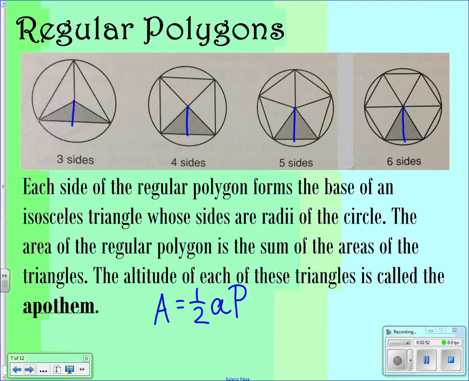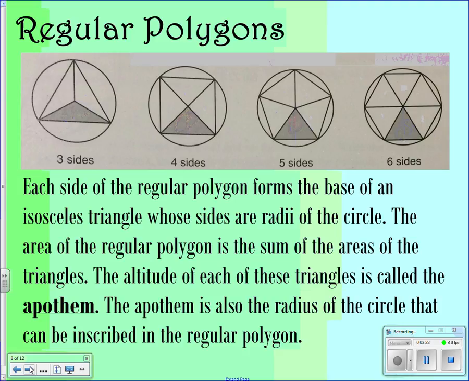So that's the way I'm going to show you to do it today, but you can also find the area of each of these 3 triangles by finding 1 and then multiplying it by 3. You can find this area of the triangle and then take it and multiply it by 1, 2, 3, 4. Find this triangle and then do times 5. Or you can find this triangle and multiply it by 6. Okay, so you can do it either way. But you're going to have to find the apothem either way you do it.